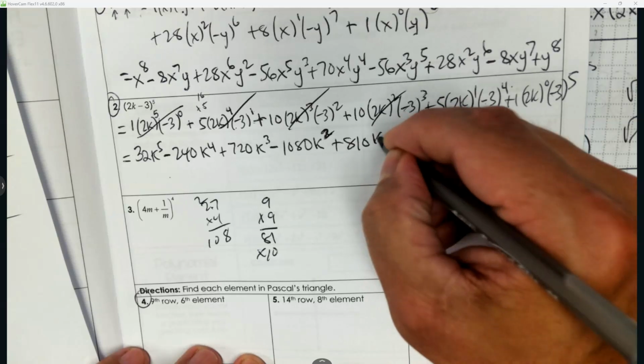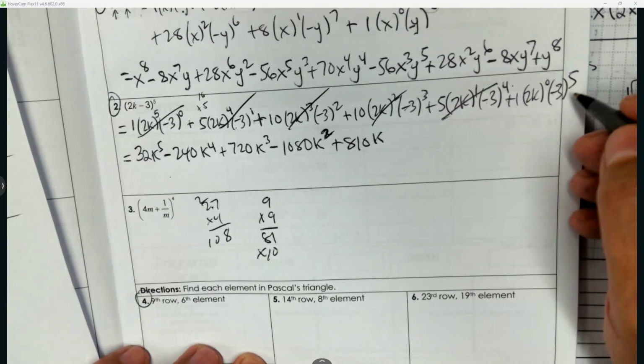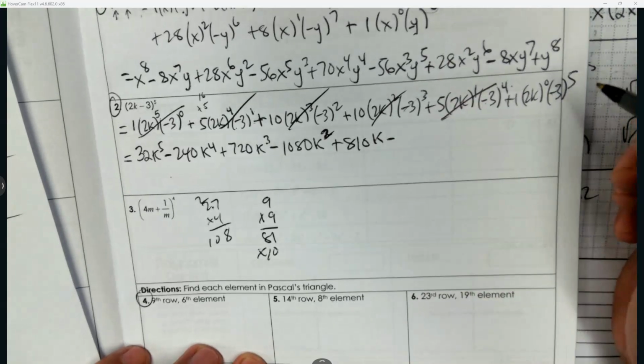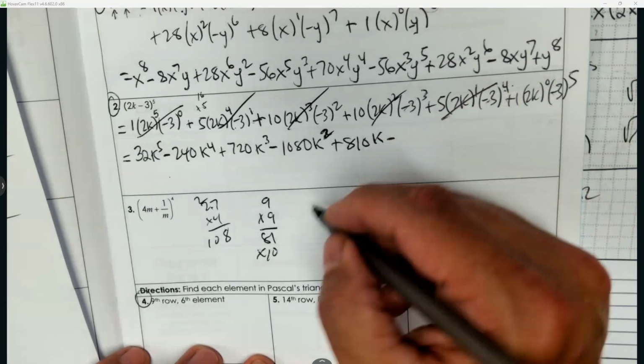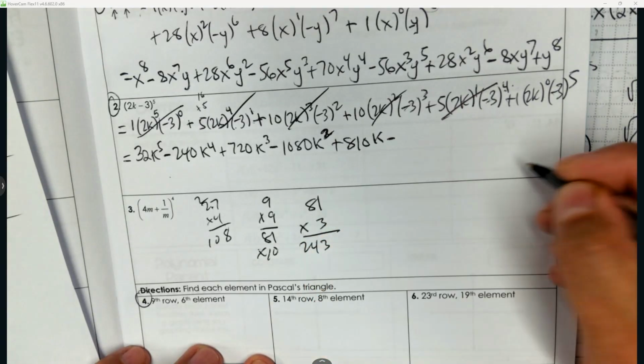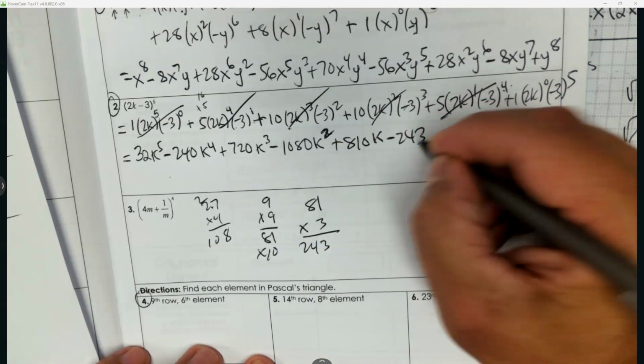So that's 810k. And then negative 3, negative 3, negative 3, negative 3. Well, negative 3 to the 4 was 81. So if I go one more 3, that's 243. So minus 243 at the end.